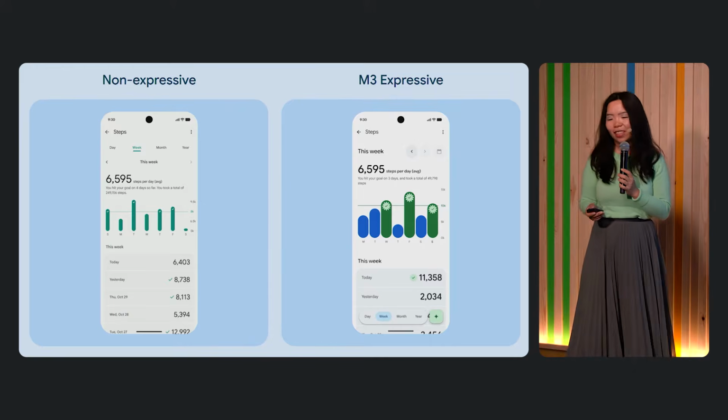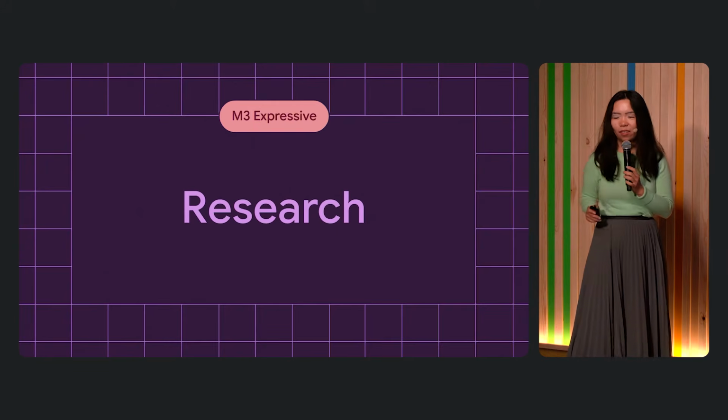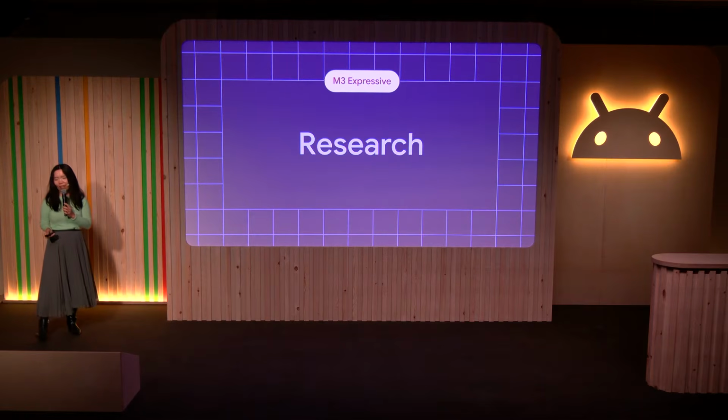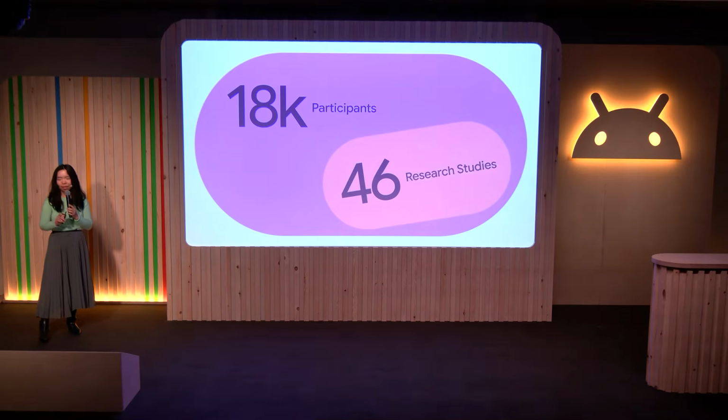And here we have data to back it up. Over the last 3 years, we've been diving deep into what makes users truly engage with UI. And Material 3 Expressive is backed by more user research than any previous updates to the Google design system. We ran 46 separate studies with hundreds of designs tested, and there were more than 18,000 participants from around the world. So, what did we learn?